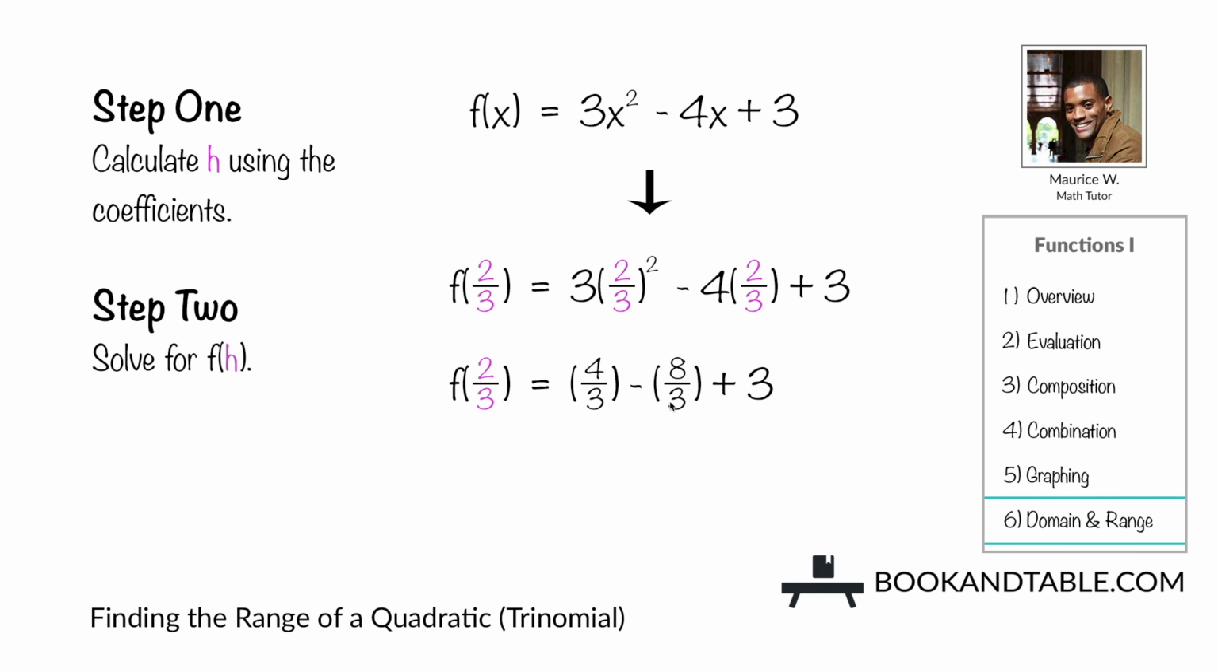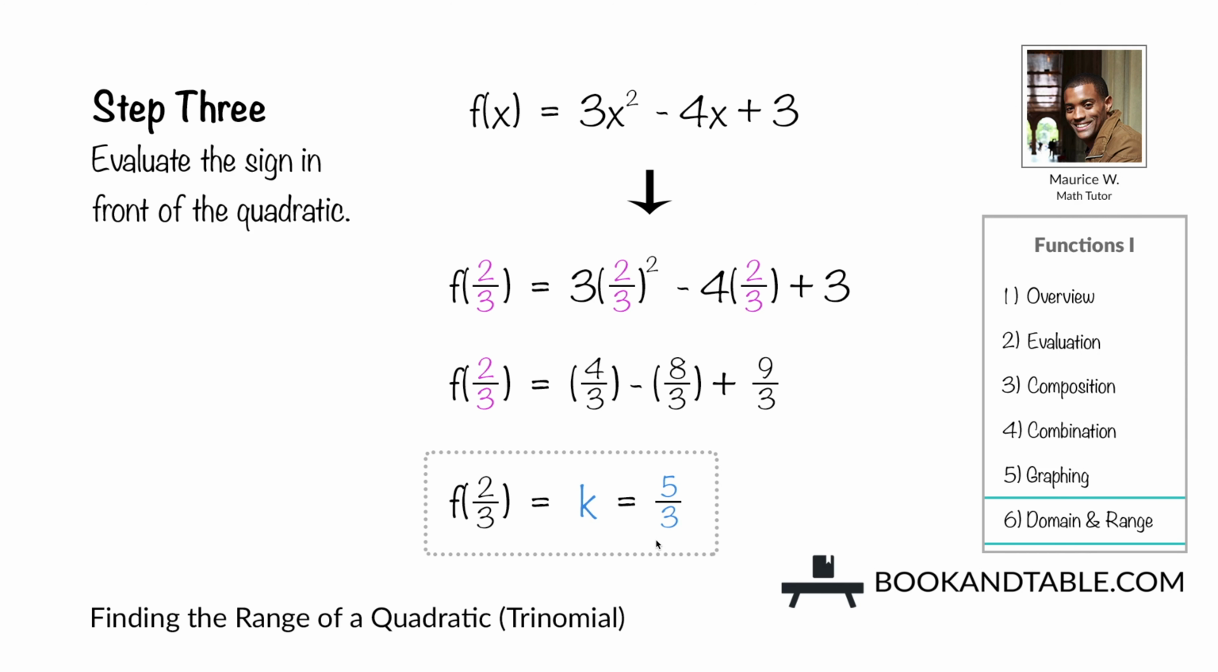So since both of these terms have a denominator of 3, we want to change this third term to a denominator of 3 so that we can simplify the expression. So 3 is equivalent to 9 over 3. 9 divided by 3 gives us 3. So now we can combine the terms. 4 minus 8 is negative 4, plus 9 would give us 5 over 3. So f of h is equal to k, or the y value we are looking for, and that's equal to 5/3.